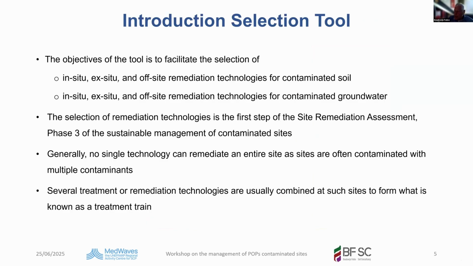The selection of the remediation technology is actually the first step of the remediation assessment, phase 3. And generally, no single technology can remediate an entire site. And often sites are often contaminated with multiple contaminants. My example, PCB and oil. Separate treatments or remediation technologies are usually combined at such sites to form what is known as a treatment train. And the picture of my last presentation was a picture of a treatment train.